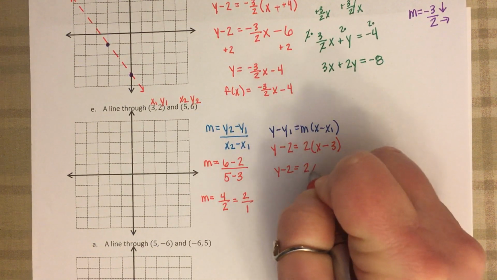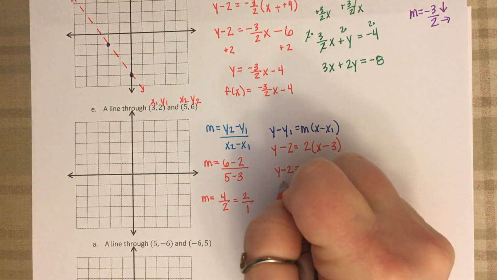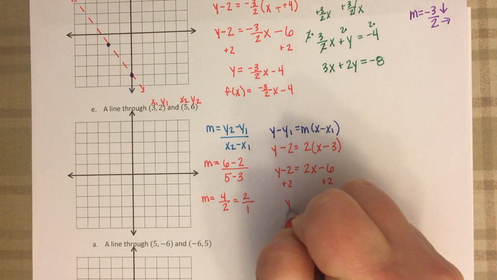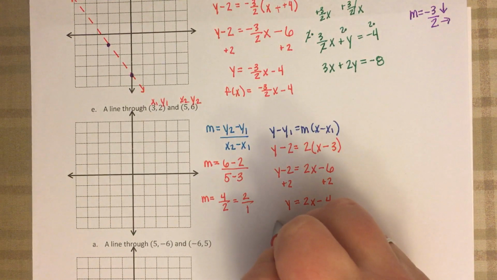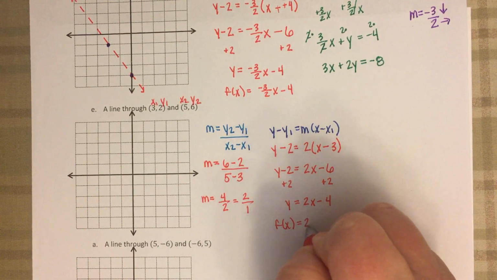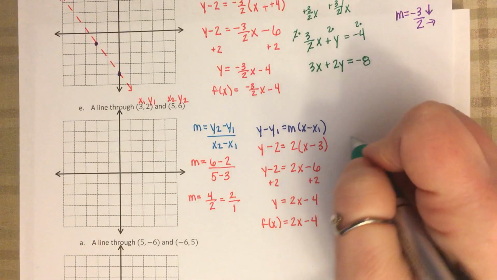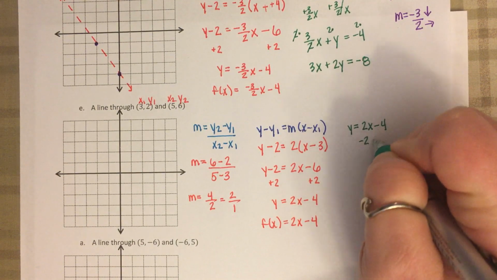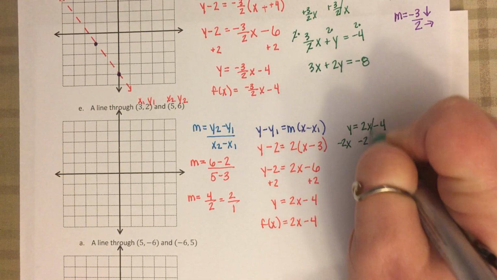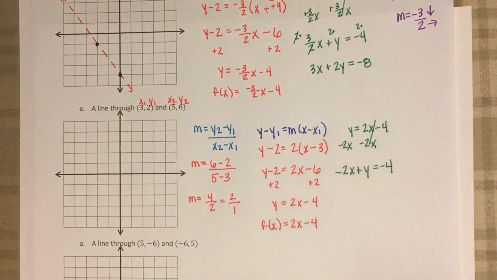As we did in the previous 2 examples, we're going to start by distributing. 2 times x is 2x, 2 times negative 3 is negative 6. We're going to add 2 to both sides. Y equals 2x minus 4. In function form, f of x equals 2x minus 4. In standard form, we're going to start with this y equals 2x minus 4. Subtract 2x from both sides. So negative 2x plus y equals negative 4.